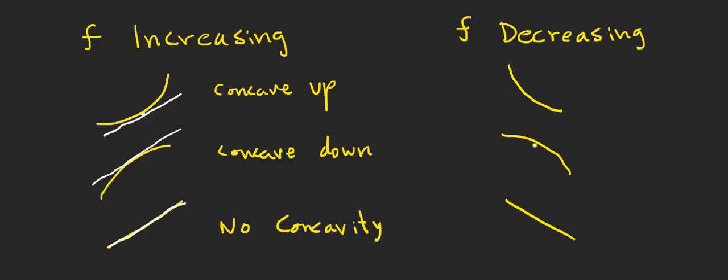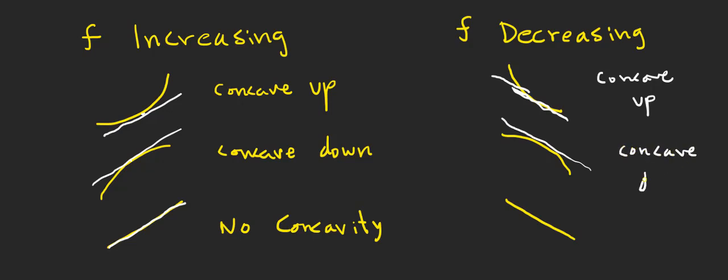Now let's take a look at these three graphs of f. They're all decreasing. What can you say about this graph? If you draw a tangent line, you notice that graph is above, so it's concave up. What about this one? You draw a tangent line, the function f is below the tangent line, so we say it's concave down. And what about that one? You draw a tangent line, there's no graph above or below, so no concavity.